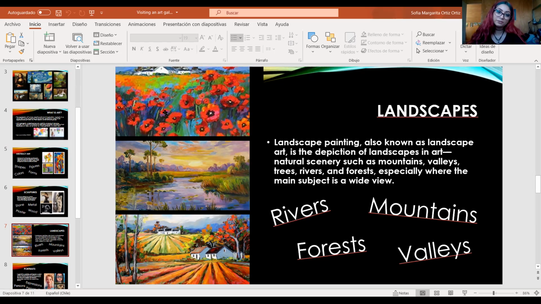Like in the first image, you can see a house there and a lot of flowers, red flowers. Here we have a river, a sunset, some trees. And here we have houses and a lot of nature, right?